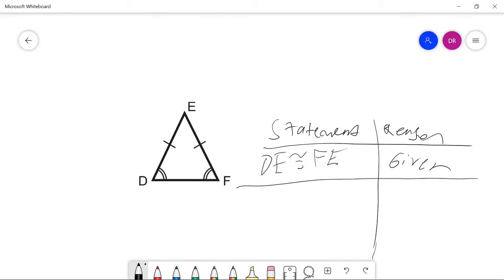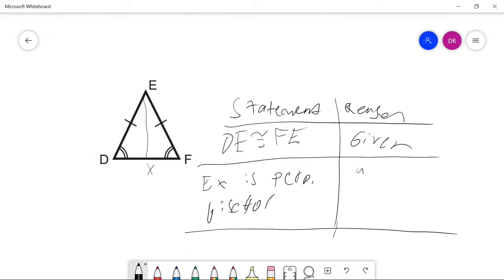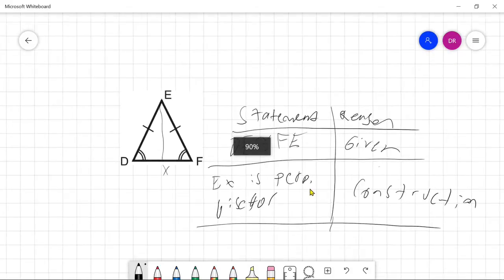to draw a perpendicular bisector. Okay, so its name is point X. Perpendicular bisector EX is perpendicular bisector. The reasoning being a perpendicular bisector. Well, the simple reasoning being construction, because you constructed a perpendicular bisector. Okay, so let's now move down.